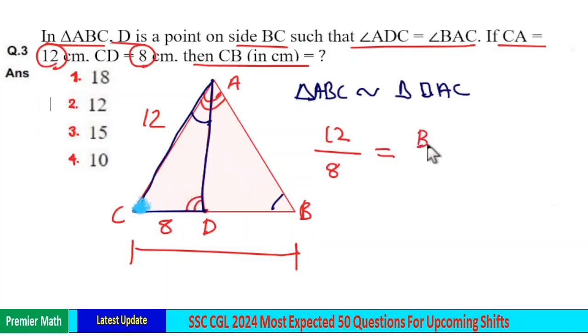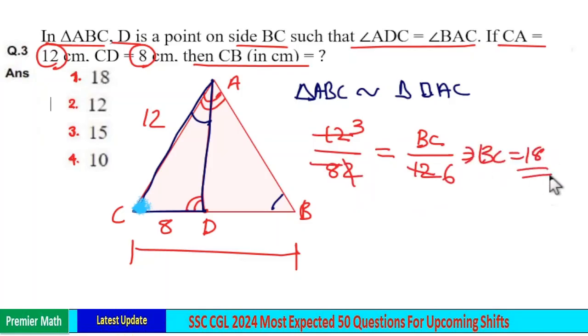BC is in the larger triangle. Now BC is opposite to angle A. The angle equal to angle A in the smaller triangle is this one. Take the opposite side, which is 12. Now 4 goes 2 times in 12, 4 goes 3 times in 12, 2 goes 6 times in 12, and 6 into 3 is 18. So BC here is equal to 18. Option 1 is your answer.